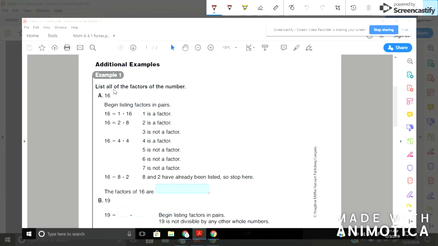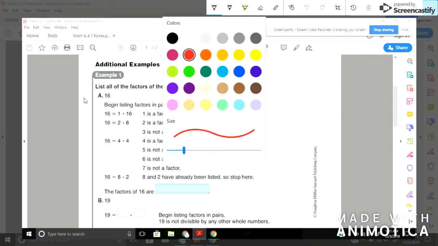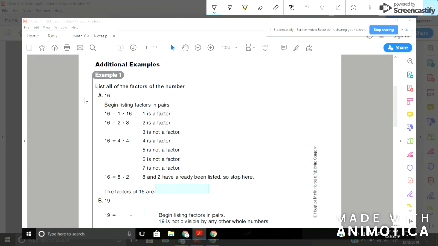It says list all the factors of a number, and the number that we're going to try to find the factors for is 16. Here in the example, they use a vertical method. I like to use a horizontal method. I'll show that in just a minute, but first I'll do the vertical method here. So begin listing factor pairs. Well, 1 and itself are really good to start with. So I would write this down, start with 1 and itself. So for example, 1 times 16.